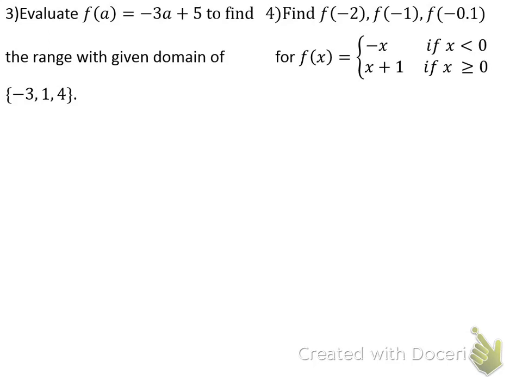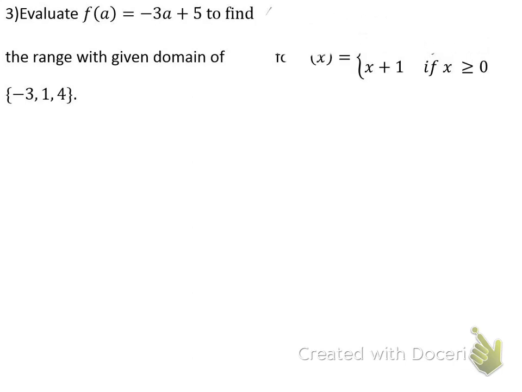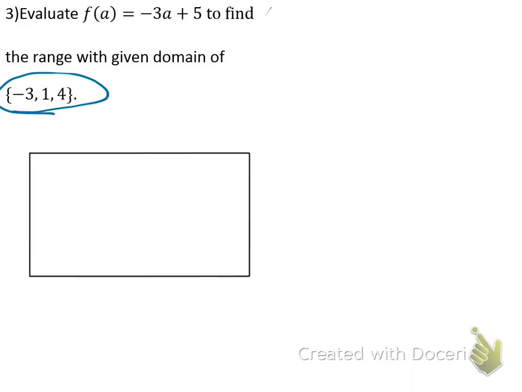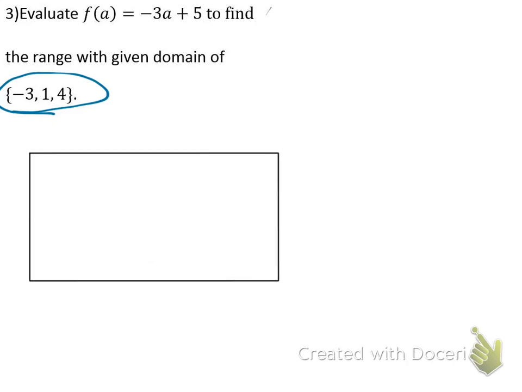Okay, number 3, it says f of a equals negative 3a plus 5, to find the range with a given domain. So this one gives us the rule. On this particular one, f of a is equal to negative 3a plus 5. That's the rule, and then it gives us some inputs. These are our ingredients right here: negative 3, 1, and 4. So you could even do what we did yesterday and make a table. But we don't have to graph. It doesn't tell us to graph.